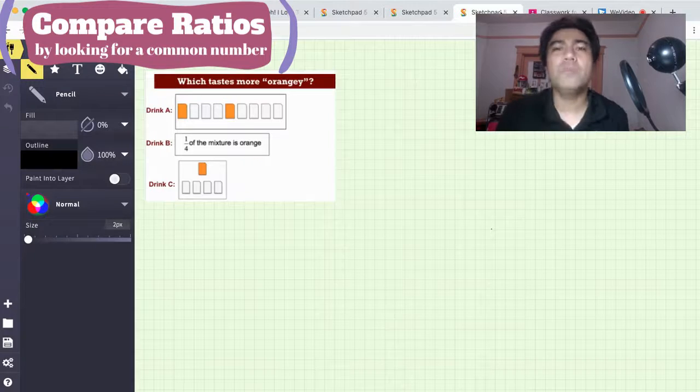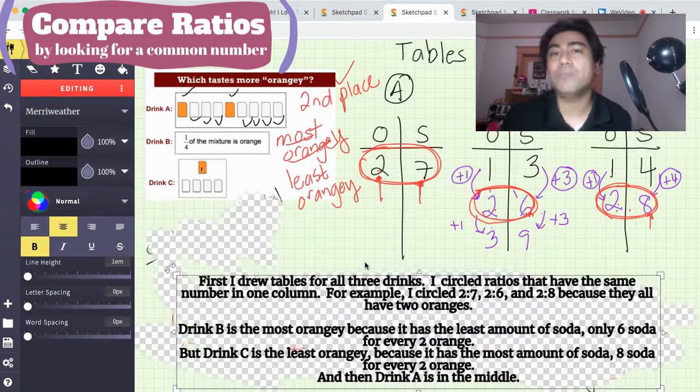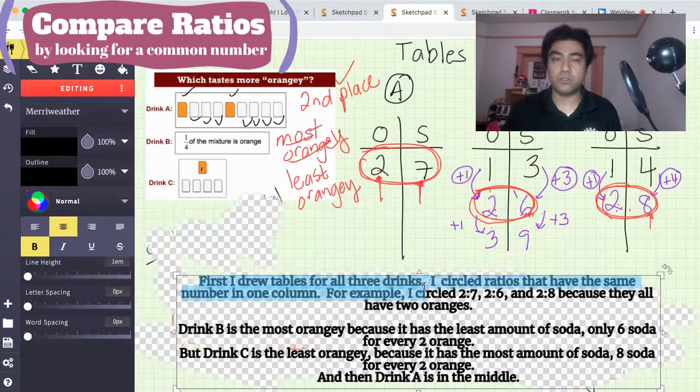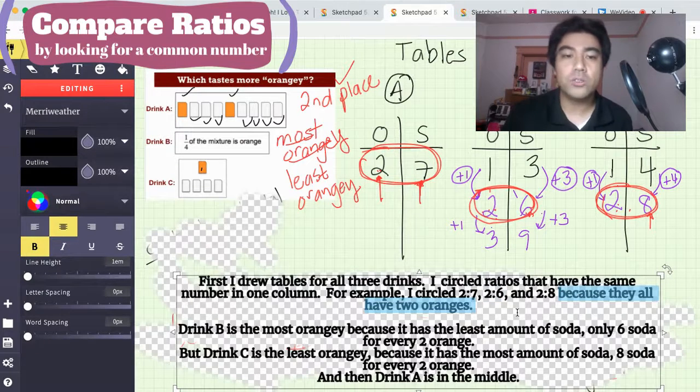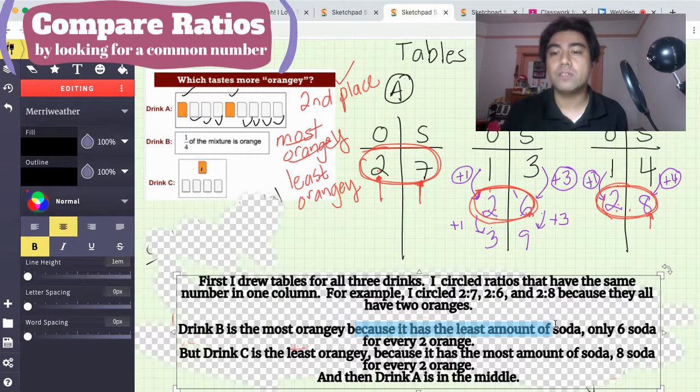All right. To summarize everything that I talked about with tables, this is what I wrote down, and I hope this helps you out. It says here, first, I drew tables for all three drinks. Drink A, drink B, and drink C. I circled ratios that have the same number in one column. For example, I circled 2 for every 7, 2 for every 6, and 2 for every 8 because they all have 2 oranges.